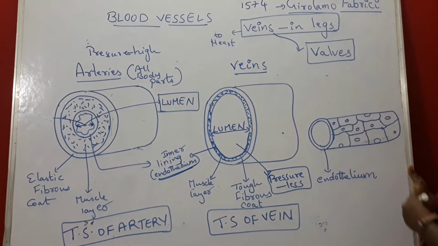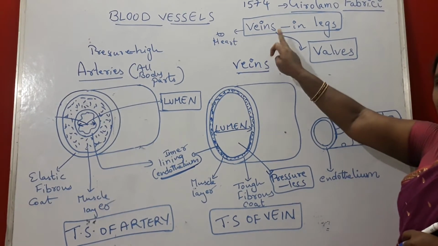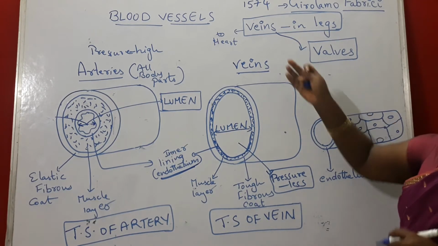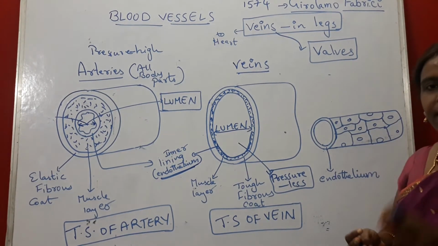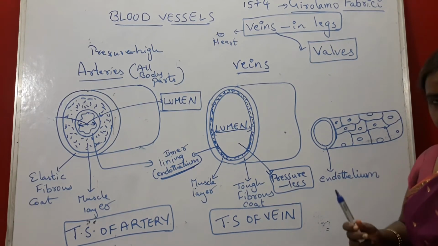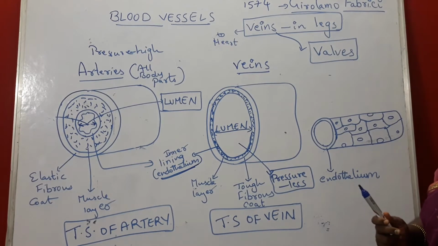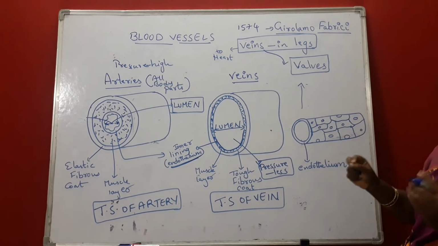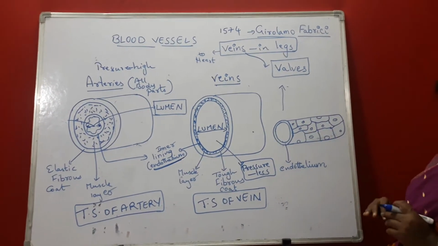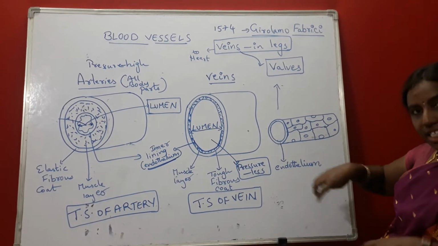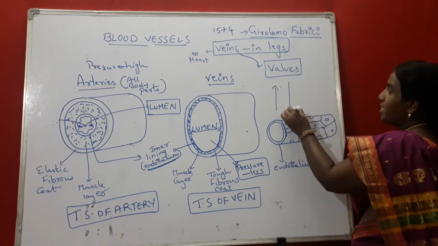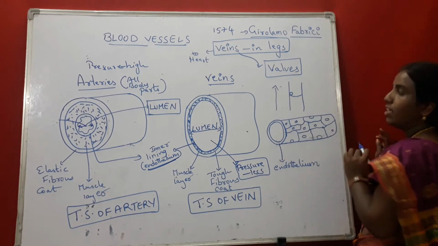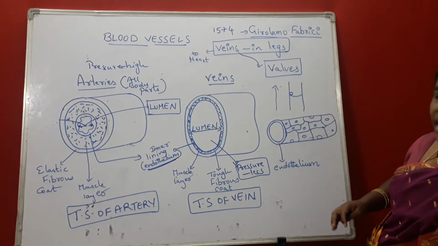Veins in the legs have valves because the veins circulate the blood towards the heart, which is against gravitational force. It means the blood is coming from down to up. So when the blood is coming from bottom to up, there is definitely a chance for the blood to come back down. So nature itself is such that inside the veins there are valves present like this.